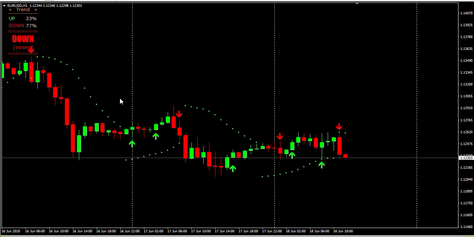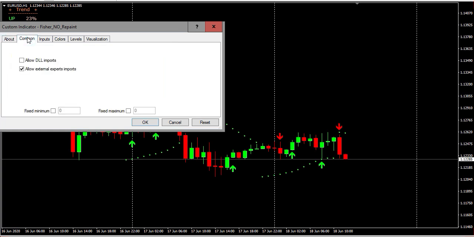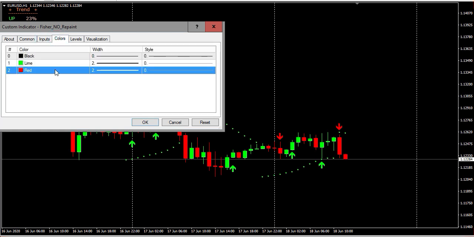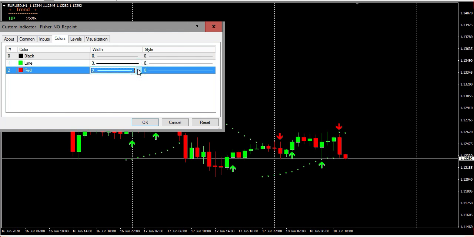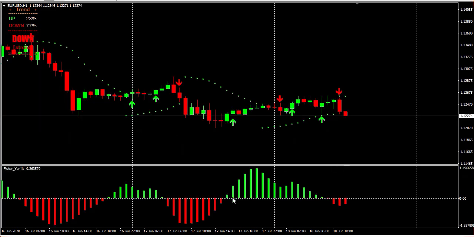The next indicator I'm going to put in is the Fisher. So come here, Fisher, no repaint. Allow DLL imports, leave it as 10, then color. Make the bars thicker, to number 3, bring in the level 0 and color it yellow, and then click OK. Here it is. These are the Fisher bars. The green bar is telling you the market is going up, the red bar is telling you the market is going down.